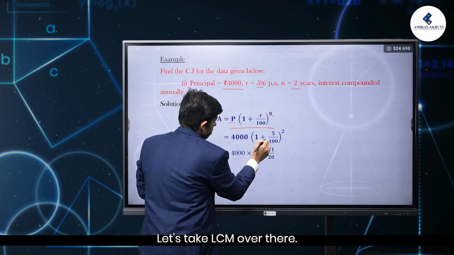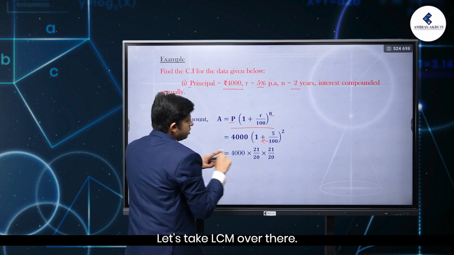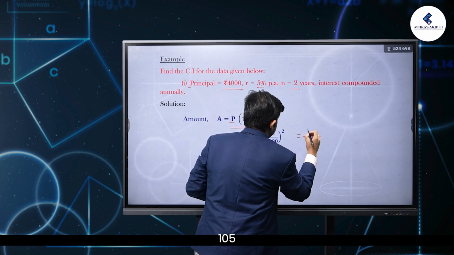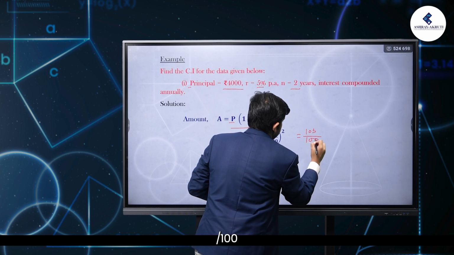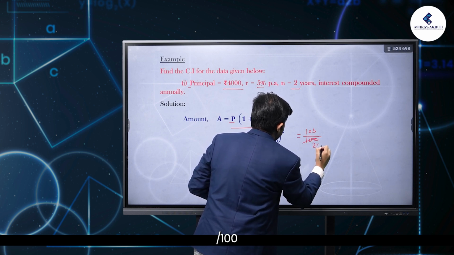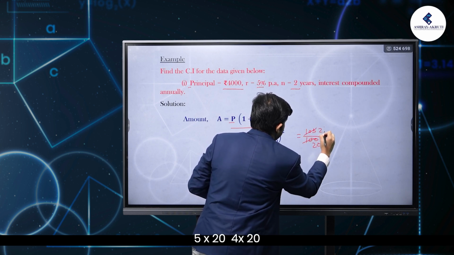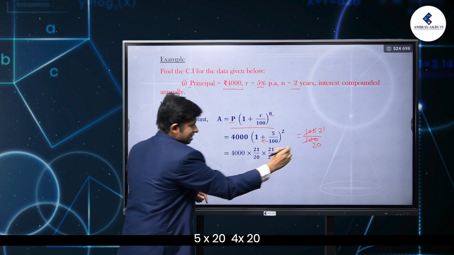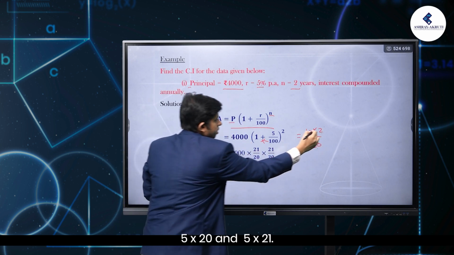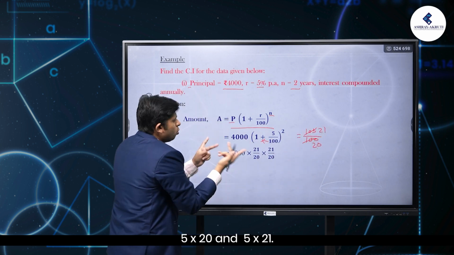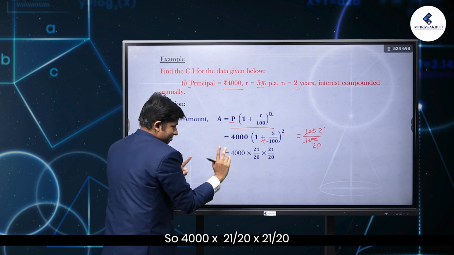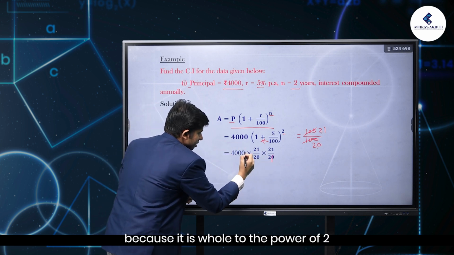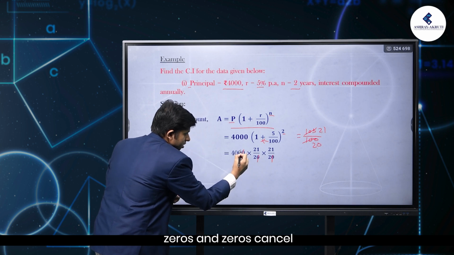Let's take LCM over there. We get 105 by 100. 5 20s are 100, 5 21s are 105. So 4,000 into 21 by 20 into 21 by 20, because it was whole to the power of 2. Zeros and zeros cancel.